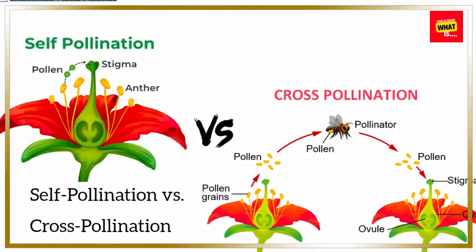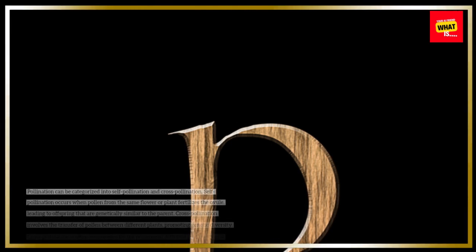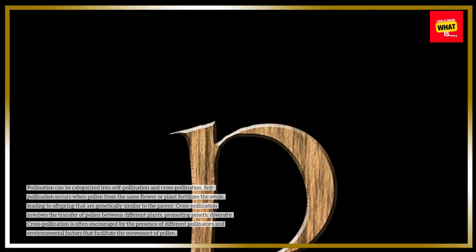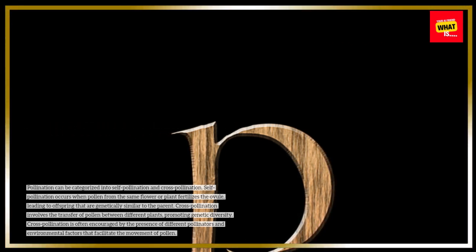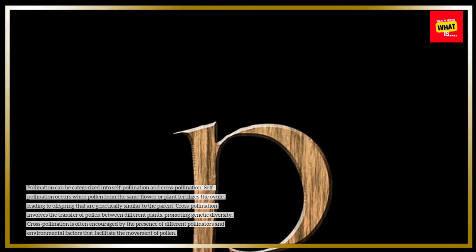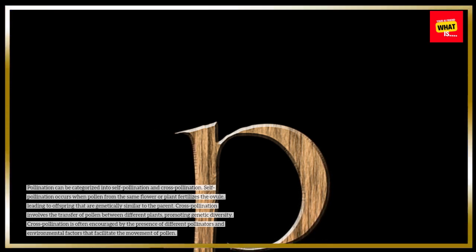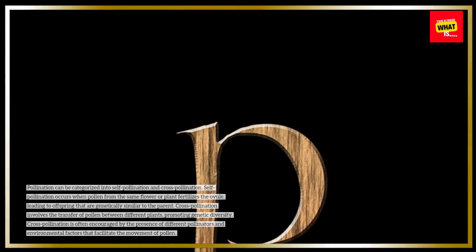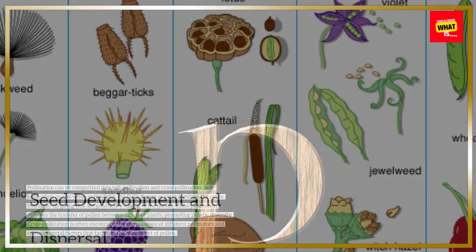Self-pollination versus cross-pollination. Pollination can be categorized into self-pollination and cross-pollination. Self-pollination occurs when pollen from the same flower or plant fertilizes the ovule, leading to offspring that are genetically similar to the parent. Cross-pollination involves the transfer of pollen between different plants, promoting genetic diversity. Cross-pollination is often encouraged by the presence of different pollinators and environmental factors that facilitate the movement of pollen.